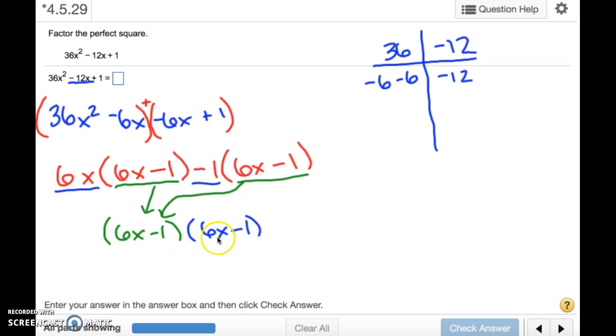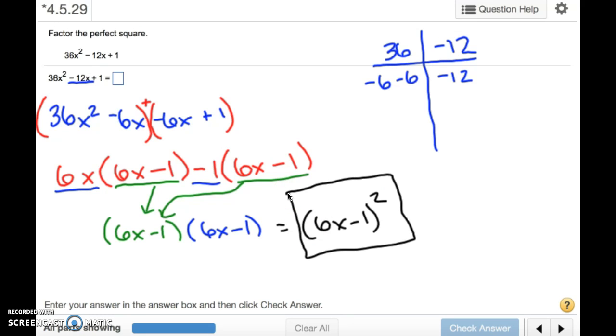And anytime you have something multiplied by itself, we can write it as 6x minus 1 squared. So that's what you're going to enter into this box up here. Now, if you're going through and you don't catch that both of these are equal, if you enter this, it's still going to count it as correct.